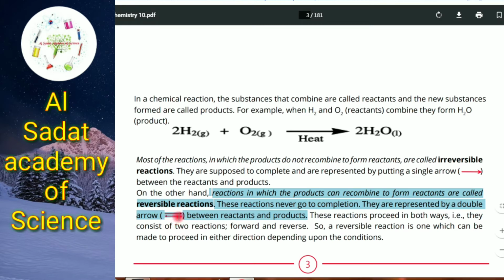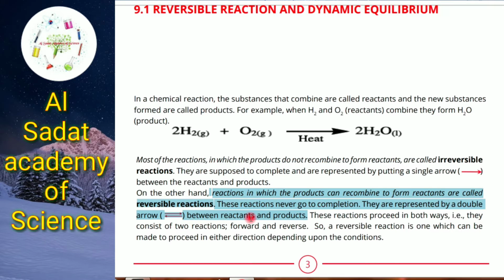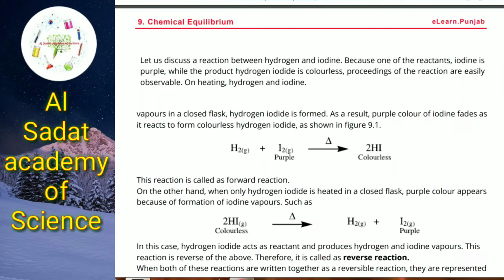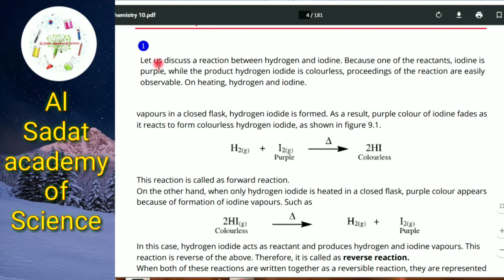These reactions proceed in both ways. They consist of two reactions, the forward reaction and the reverse reaction. The definition indicates that the products can recombine to form reactants, but this happens at the same time under the same conditions, simultaneously, and the rates of the forward and reverse reactions become equal. Now we are discussing the examples. Example number one starts from here.